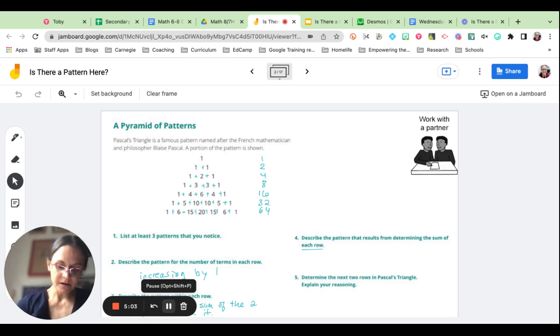So what's going on here? Well, one way to talk about it is to say that we're doubling each time. 1 times 2 is 2. 2 times 2 is 4. 4 times 2 is 8.